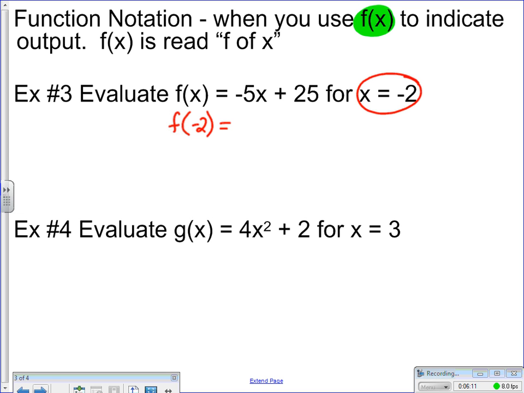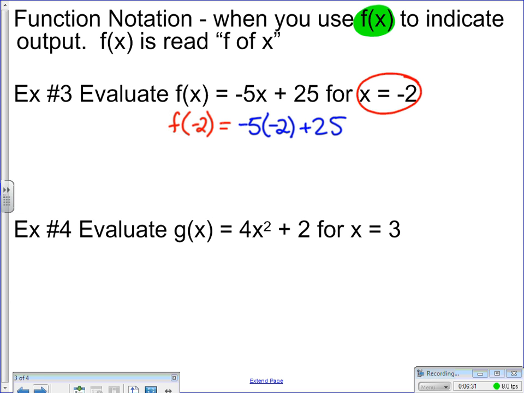Now don't do anything with the -2 and the f. That's just telling you what number I'm putting in the problem. It doesn't require any work. Instead, do the work over here on the right. Replace the x with a -2 and then multiply that times the -5.